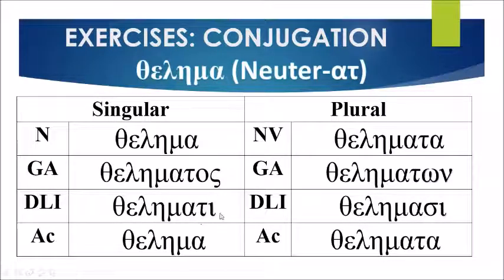DLI telemati. And accusative telema, the same with that of the nominative. The plural telemata. The GA telematon. DLI telemasi. As you can notice that in the DLI, the taf is dropped here as a rule or in the second declension also. And that add the C ending. And telemata.